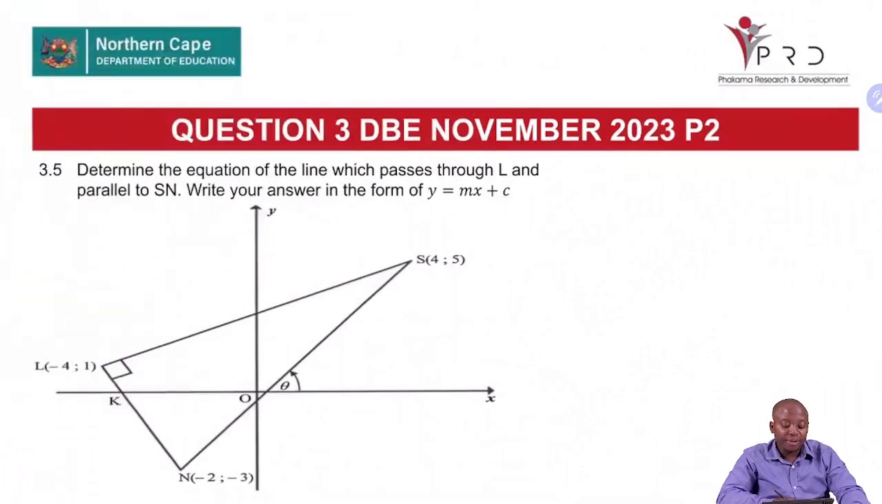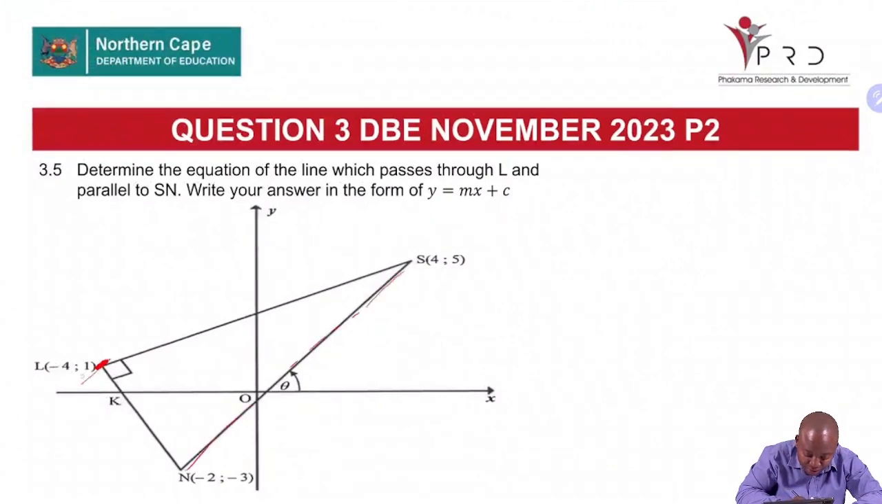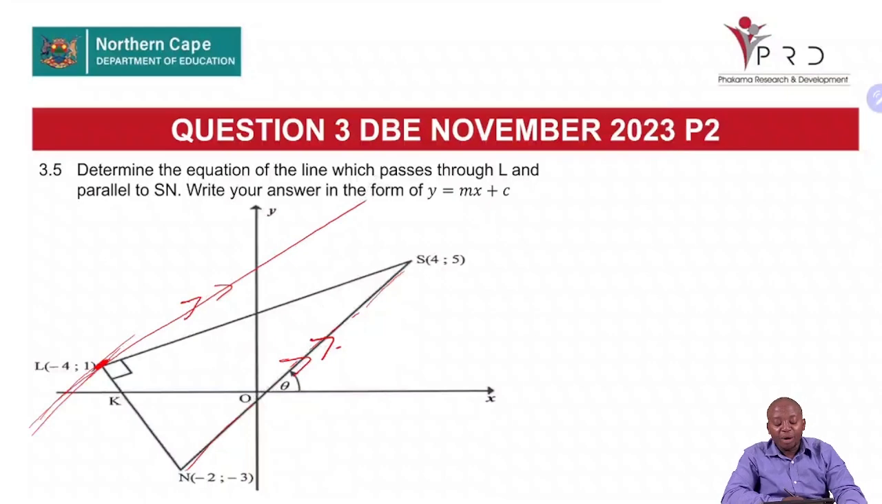Question 3.5. It says, determine the equation of the line which passes through L and is parallel to SN. So there's a line that is passing here, but this line is parallel to SN, so it's parallel to that line. Remember, what do we know about parallel lines? Parallel lines have the same gradient.